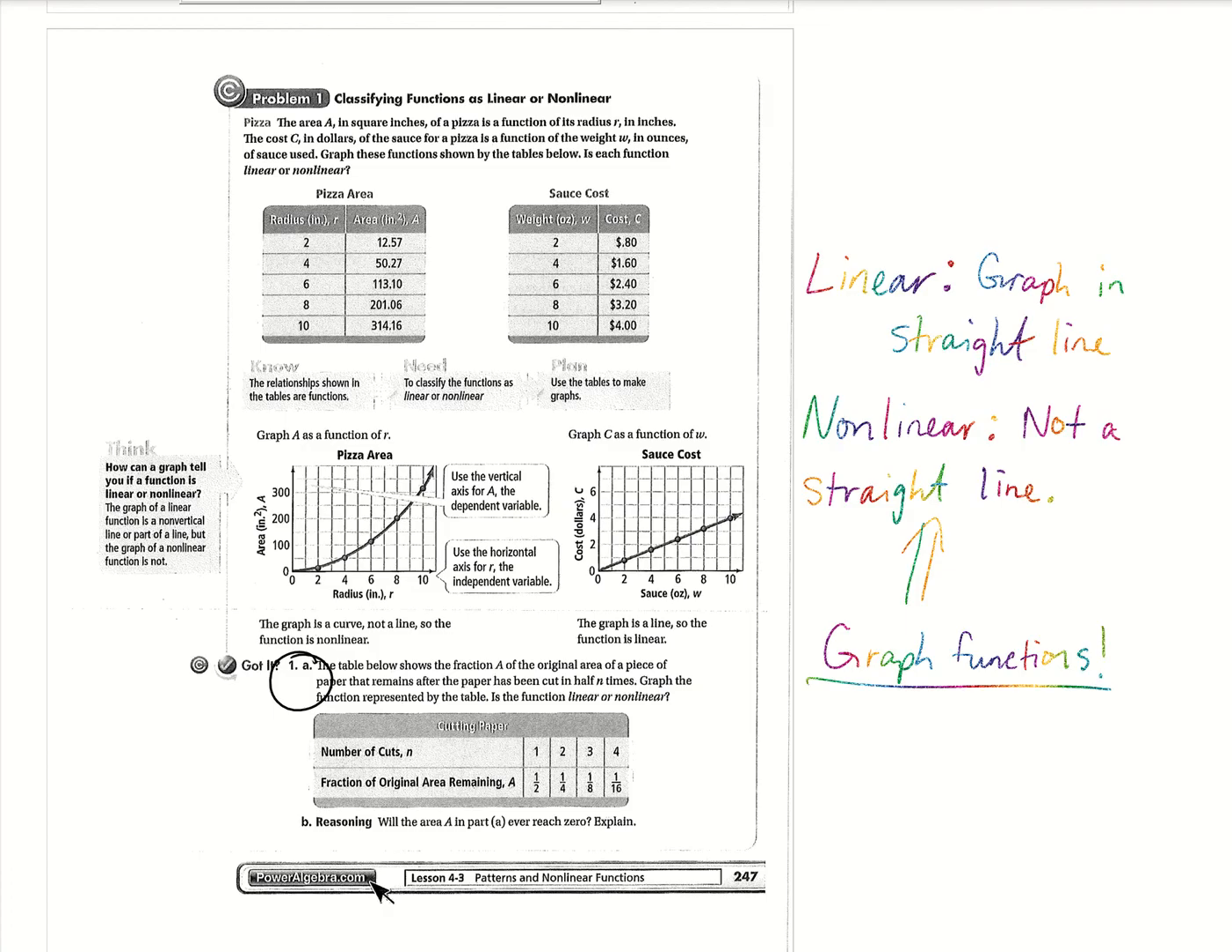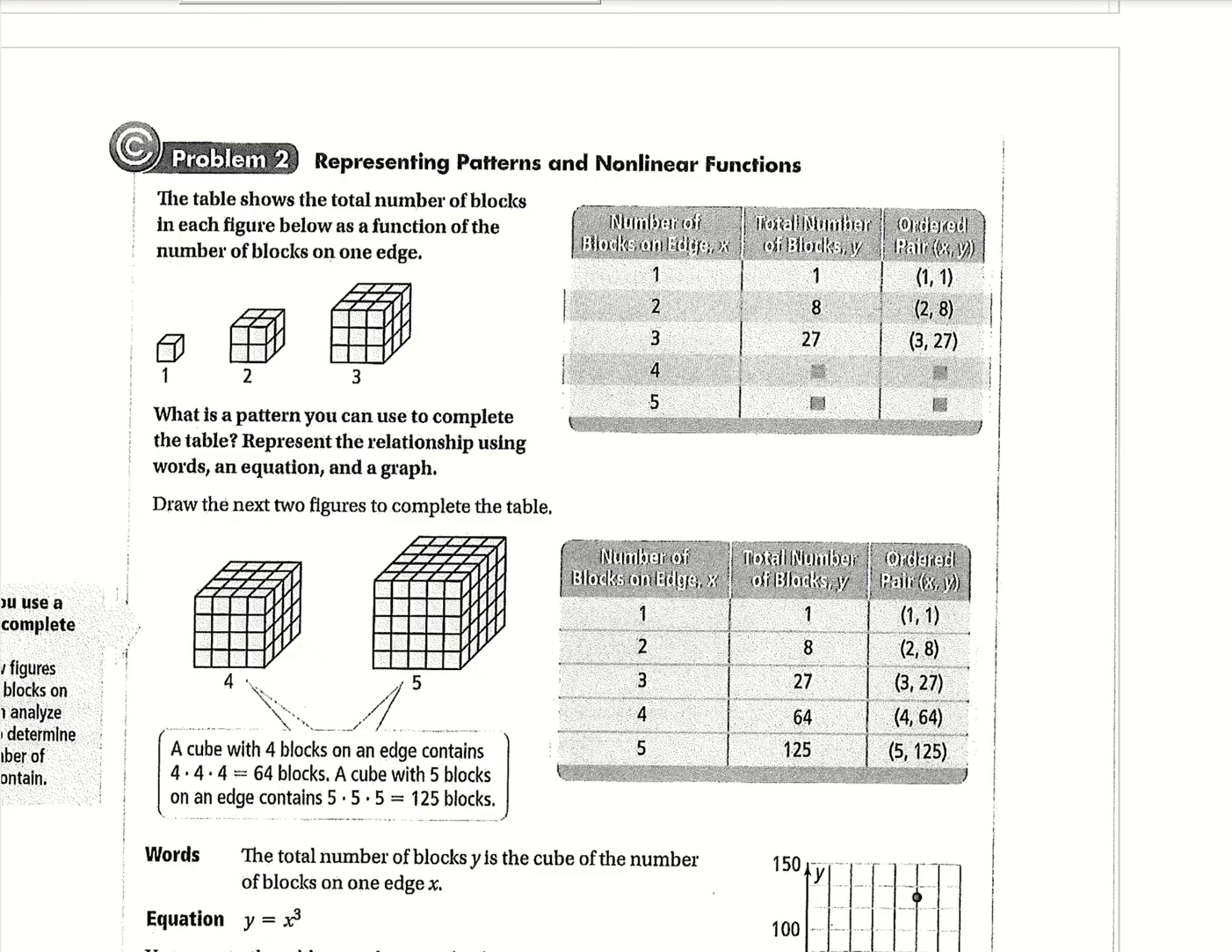We'll get going again. So here on problem 2, on the very next page, we have representing patterns and nonlinear functions. It says the table shows the total number of blocks in each figure below as a function of the number of blocks on one edge. It asks you to find a pattern that you can use to complete the table and then represent the relationship using words, an equation, and a graph.